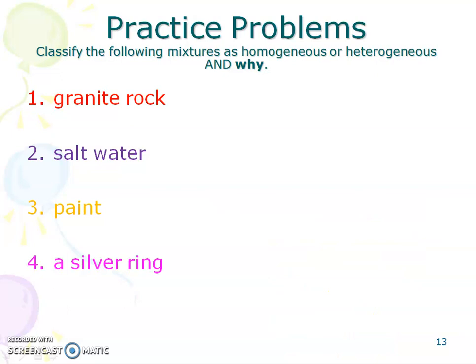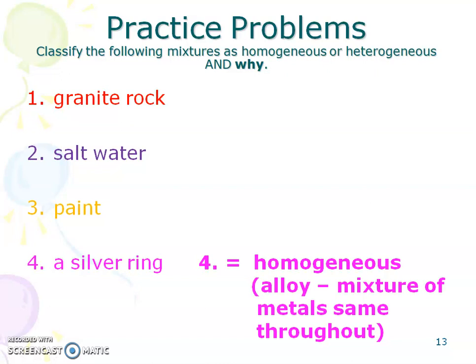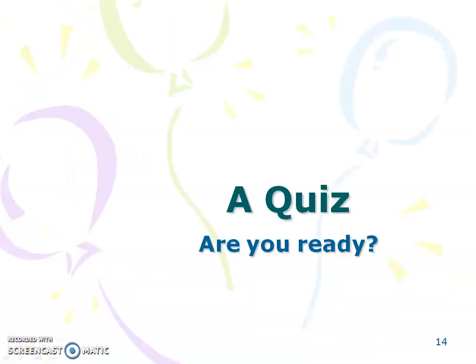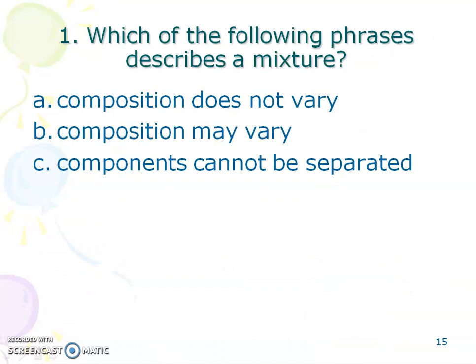How about a silver ring? Well, I don't know about you, but silver is an element. And if silver is an element, the silver ring would actually be an alloy because it's a mixture of metals. It still would be homogeneous because it's the same throughout. So just like that example I showed you before, steel. Steel is an alloy. It's a mixture of metals. Those would be considered homogeneous. It's the same throughout. So you ready for that little quiz? So again, pause, read, try to answer.